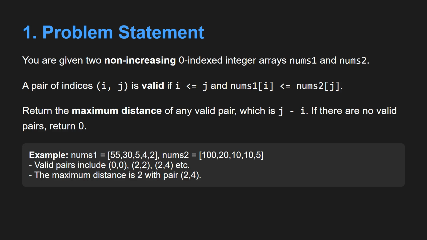You are given two integer arrays, nums1 and nums2, both sorted in non-increasing order. We need to find a valid pair of indices i and j, such that i is less than or equal to j, and nums1[i] is less than or equal to nums2[j]. Our goal is to maximize the distance, calculated as j minus i.